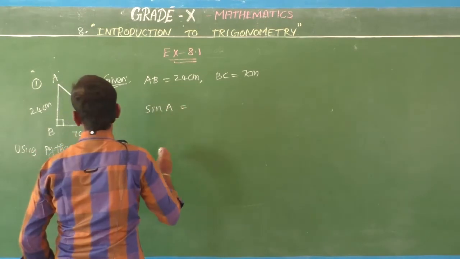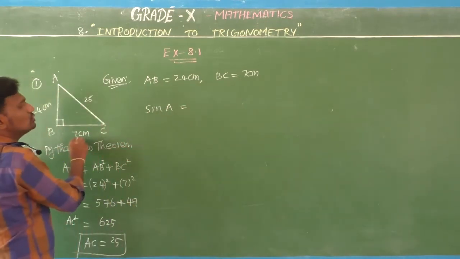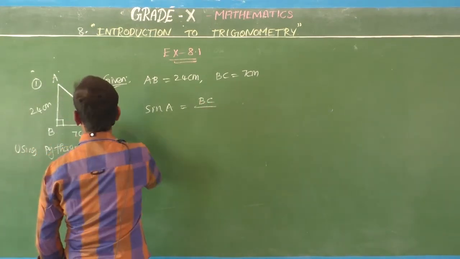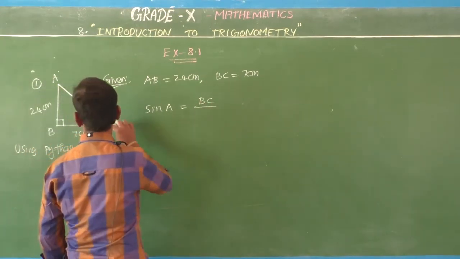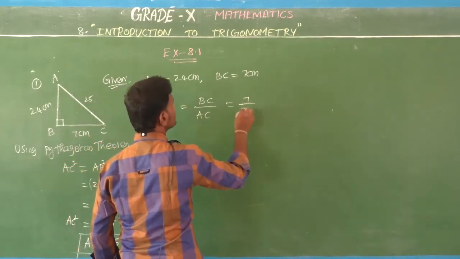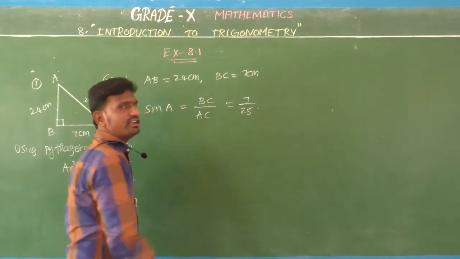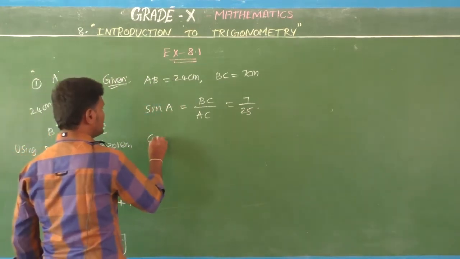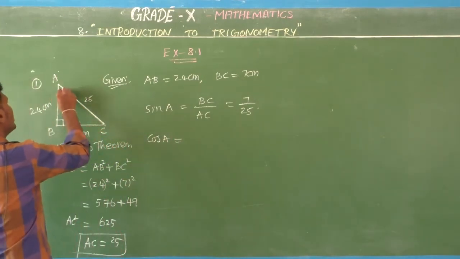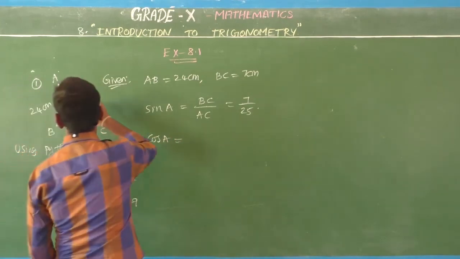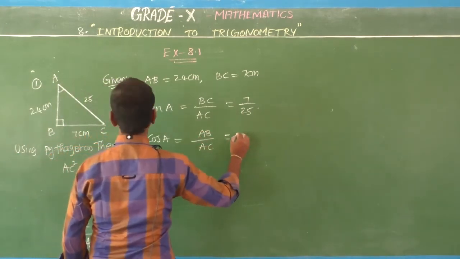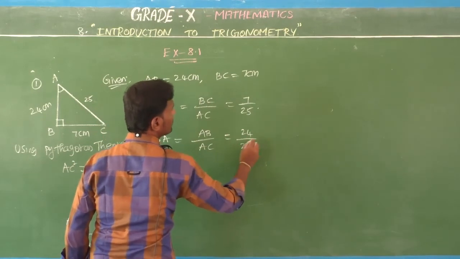Sin A means I am taking the opposite side to angle A, that is BC, divided by the hypotenuse, that is AC. So BC by AC means 7 by 25. Got it? Okay. And next, cos A means the side adjacent to the angle A, that is AB. AB divided by AC, which is equal to 24 divided by 25.